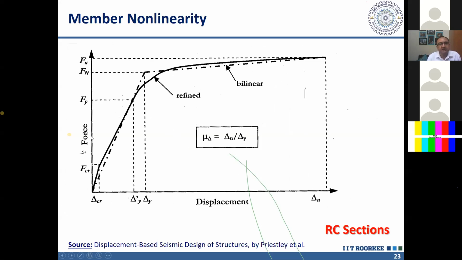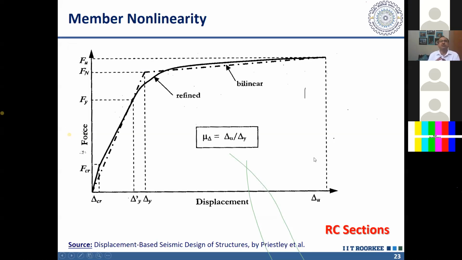So I will get a curve like this. Up to cracking, the stiffness will be higher. After that, it will reduce. So a similar curve. We can represent this also by equivalent bilinear idealization. When we idealize this by two lines, we will get an intersection here. That is our yield displacement, and this is the ultimate displacement. And the ratio of these two is the displacement ductility.